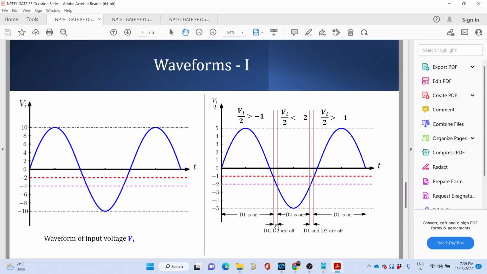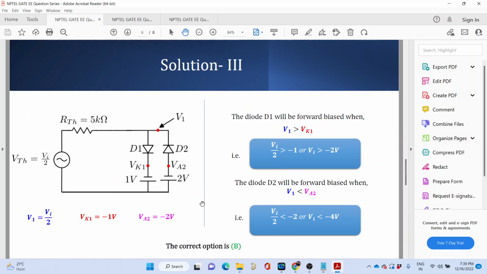What happens in this small region, which I have indicated between these two lines on which my cursor is hovering right now? Both the diodes D1 and D2 are off. So if both the diodes D1 and D2 are off, what is the potential at this point? If both are off, it would be Vi by 2, correct?